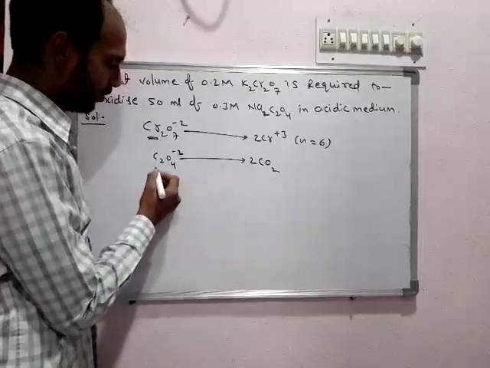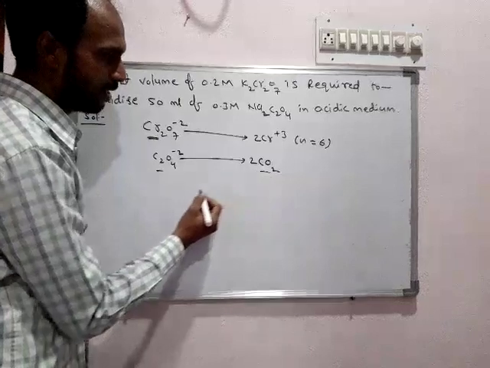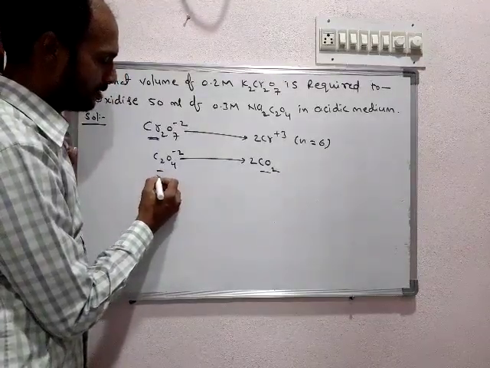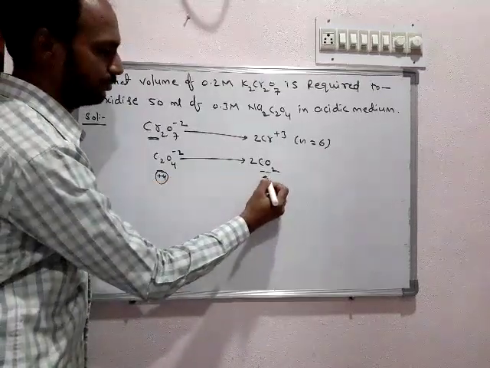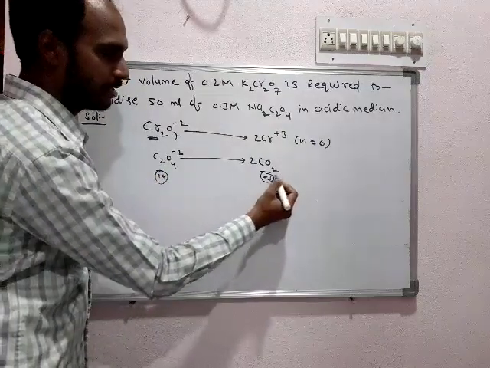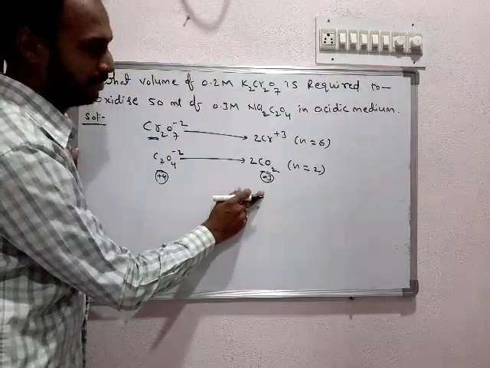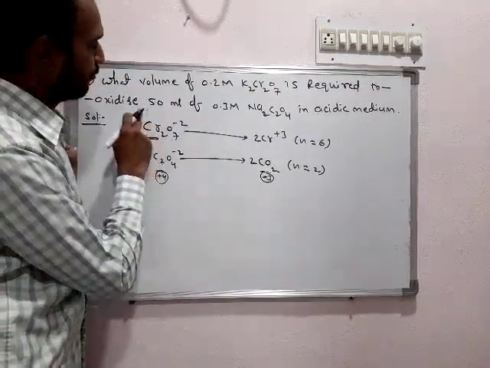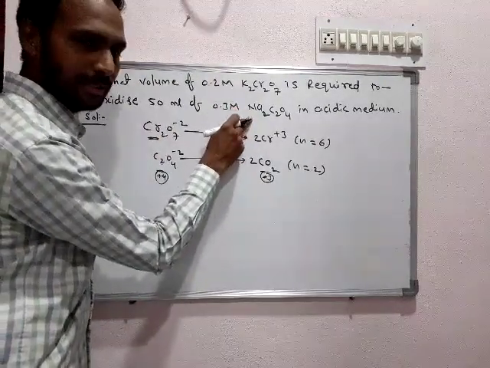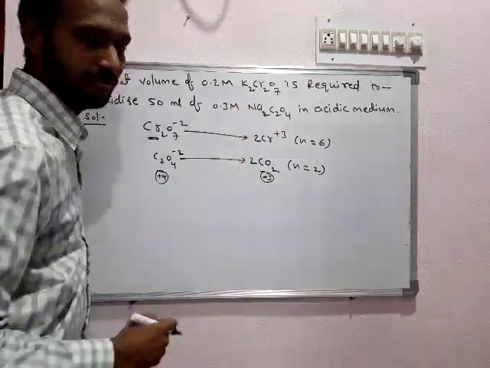So what is the N factor now? Here carbon oxidation number is +3, and here carbon oxidation number is +4. Two such carbons are changed from +3 to +4. So therefore the N factor equals 2, meaning there is a change of 2 electrons. It is given in terms of volumes, and both are reacted completely, so their milli equivalents must be equal.